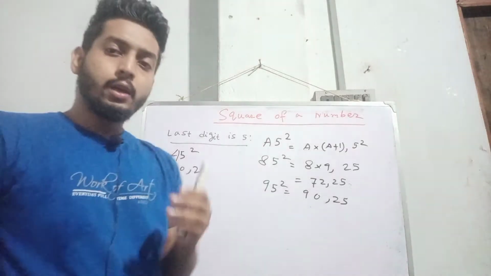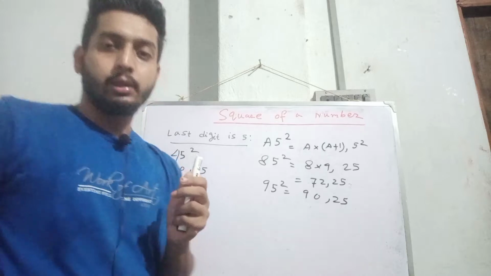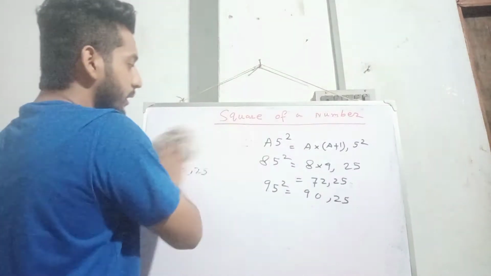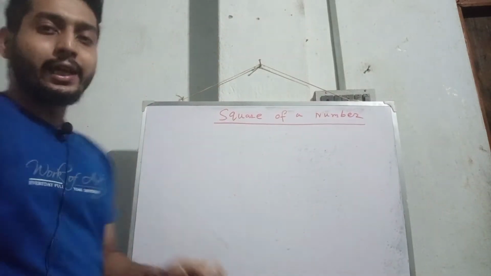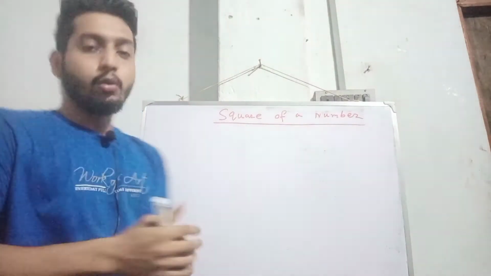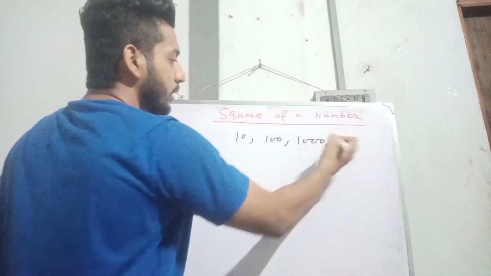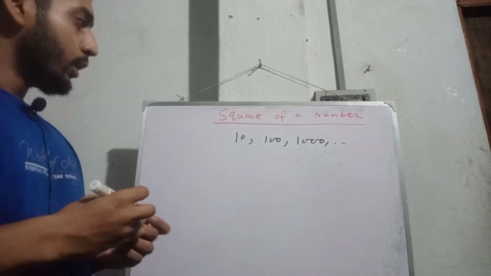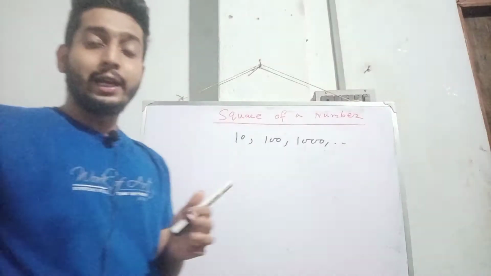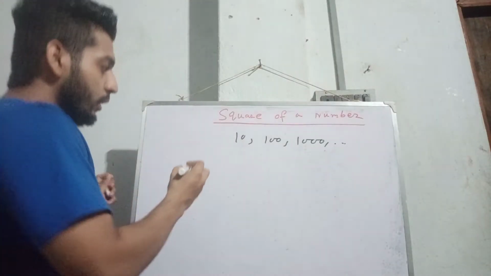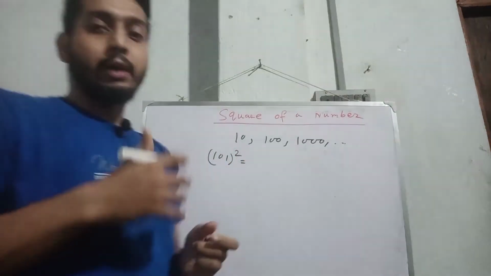Now we will see how to find the square of a number which is near to base numbers. In the last video I have discussed base numbers. So what is a base number? Numbers like 10, 100, 1000, and so on are called base numbers. Now if a number is nearest to a base, it is easy to calculate the square of that type of number. For example, if I need to find 101 square, it is very easy to find by using a formula.